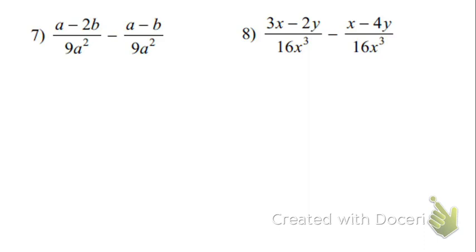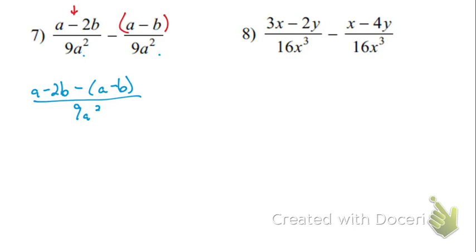Now when we get into subtraction, you have to remember, we're subtracting the entire thing over here. So this is a minus 2b minus this whole thing. So we will need parentheses. You might need to write down that extra step. So same denominator. So these should be relatively easy, or easier. So 9a squared will be the denominator. This is a minus 2b. And I subtract a minus b.